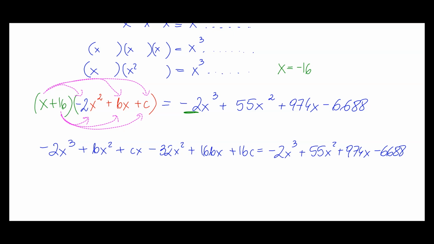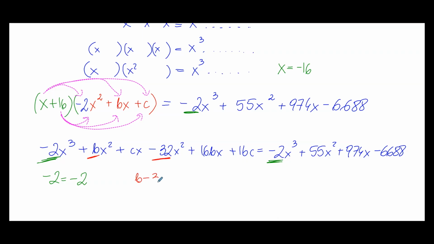So how do we compare coefficients? Like we said, the number that stands beside x to the power of 3, minus 2, is minus 2. So yes, that is correct. Now we are considering what stands beside x to the power of 2. So here stand b and minus 32.